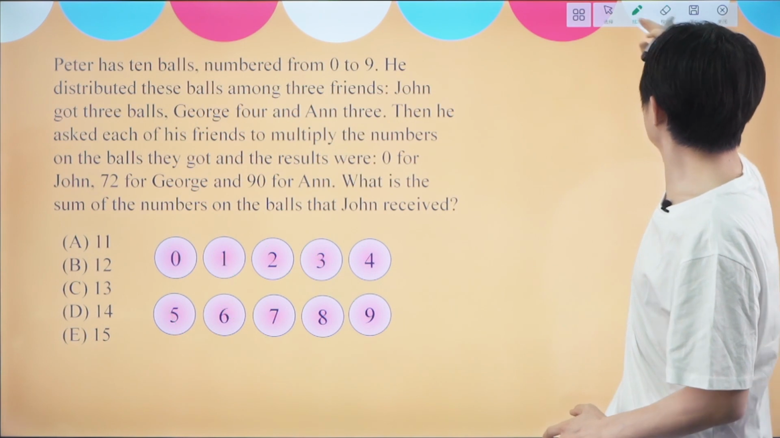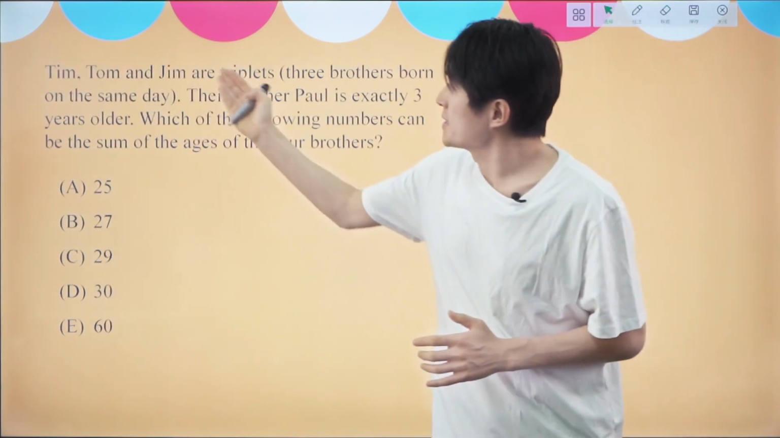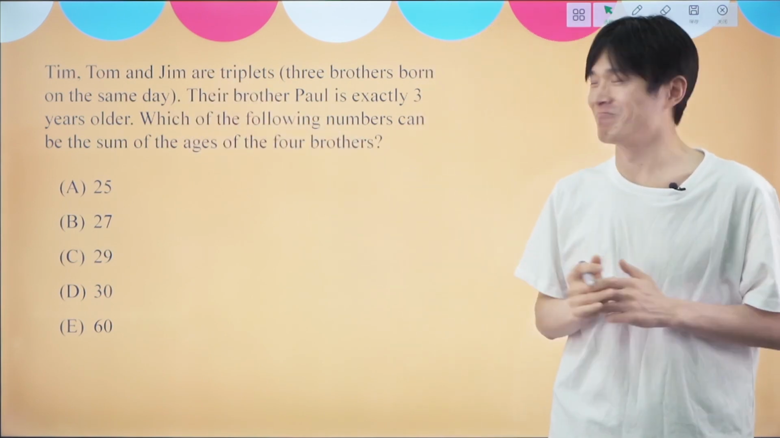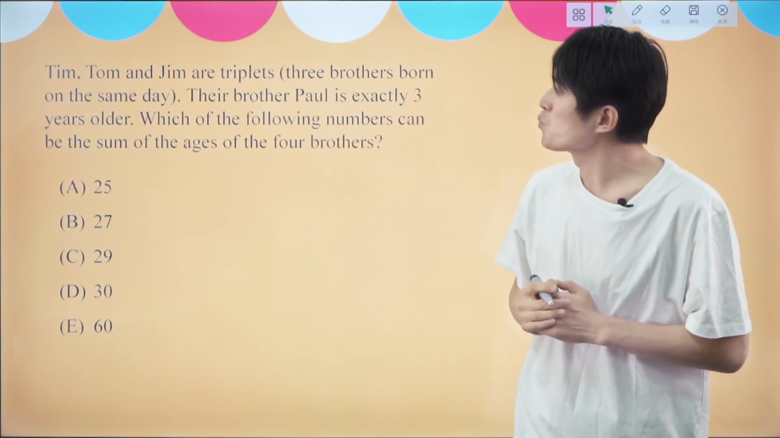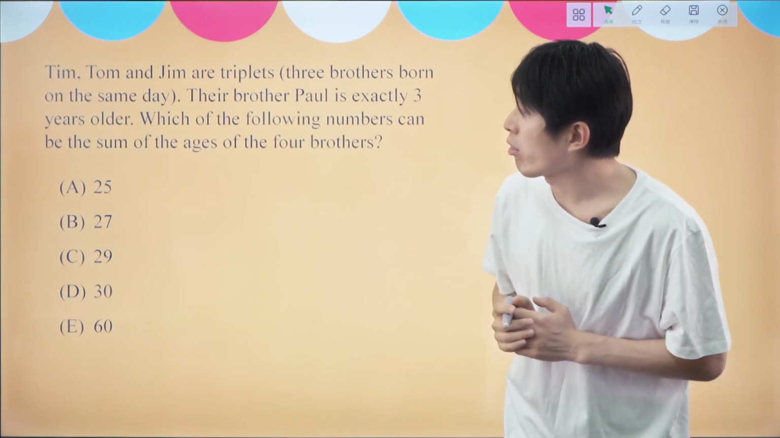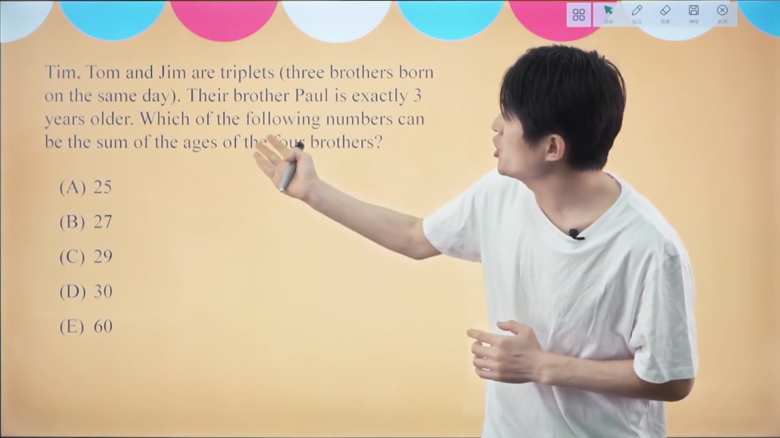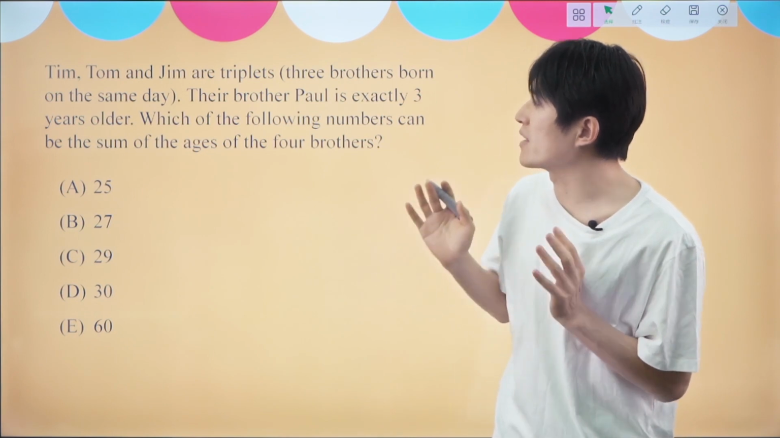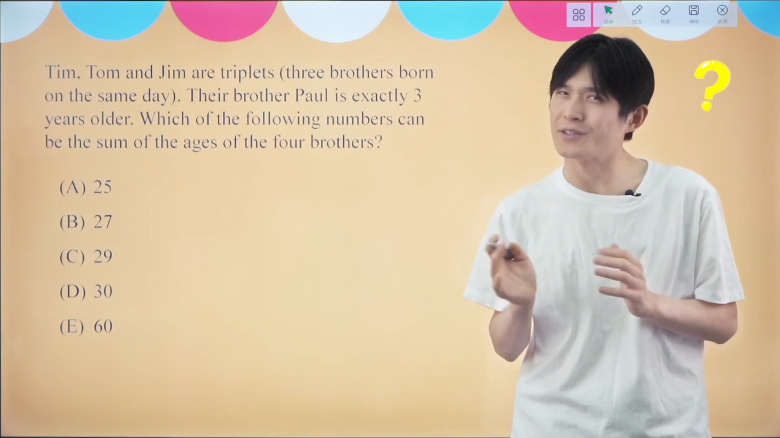Ready for the second problem? Here we go. Tim, Tom, and Jim are triplets. Wow. So 3 brothers born on the same day. Their brother Paul is exactly 3 years older. Which of the following numbers can be the sum of the ages of the 4 brothers? How do we solve this kind of problem?